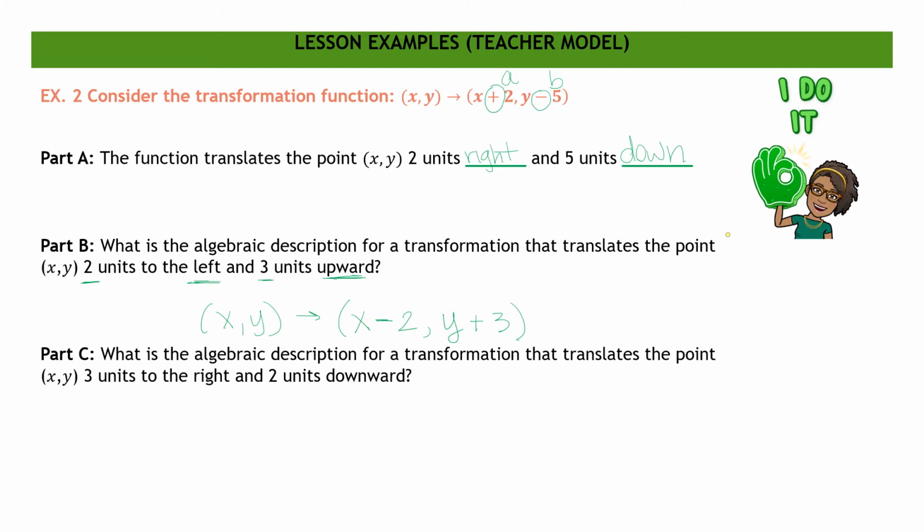Part C says, what is the algebraic description for a transformation that translates the points (x, y) 3 units to the right and 2 units down? So remember, 3 units to the right is a horizontal shift, so that's along my x-axis, and to the right is going to be a +3. Then 2 units down is a vertical shift, so I'm moving along my y-axis, and if I'm going down, that's going to be -2.